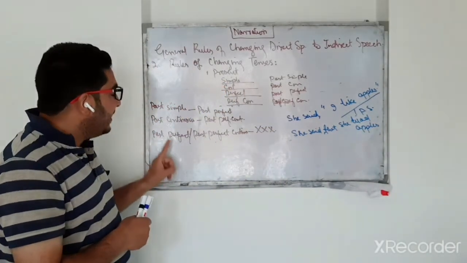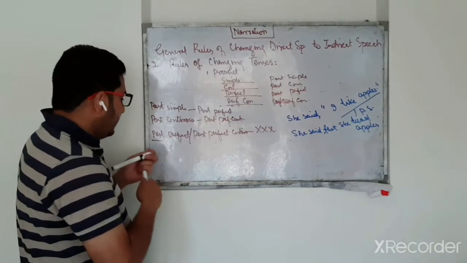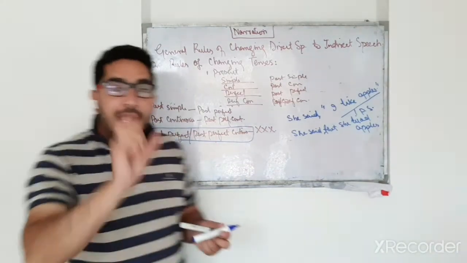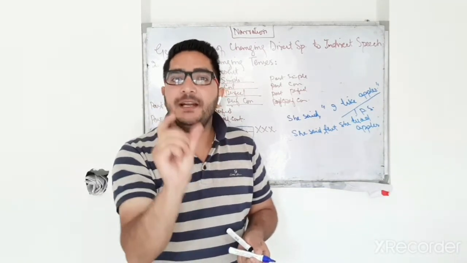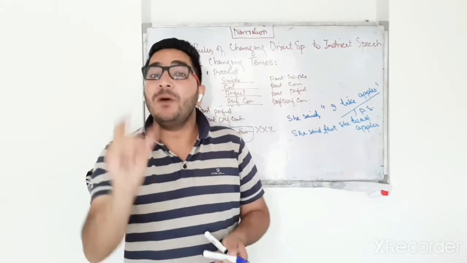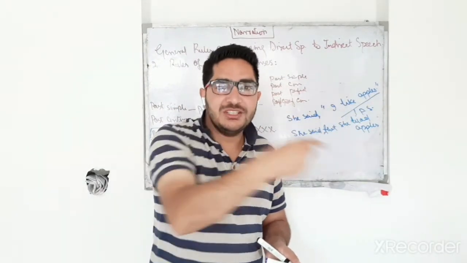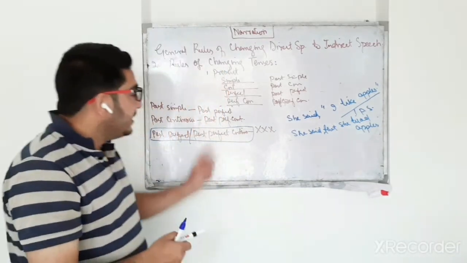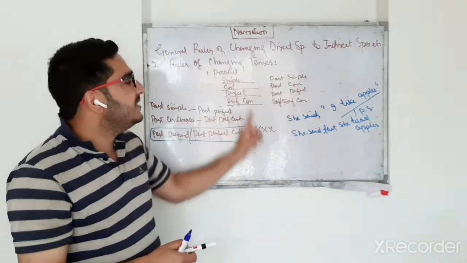And then the 6th, 7th and 8th tenses, that is past perfect and past perfect continuous tense. If the reported speech is in past perfect or past perfect continuous tense, then no change is made in indirect speech, because we don't have any rule for them, so they remain unchanged. So that is how these things go on.